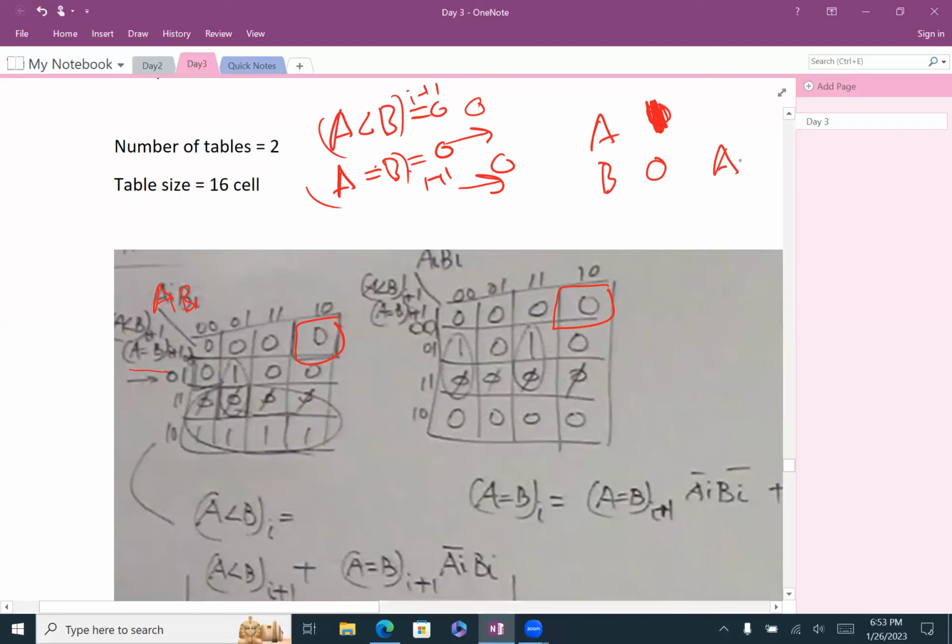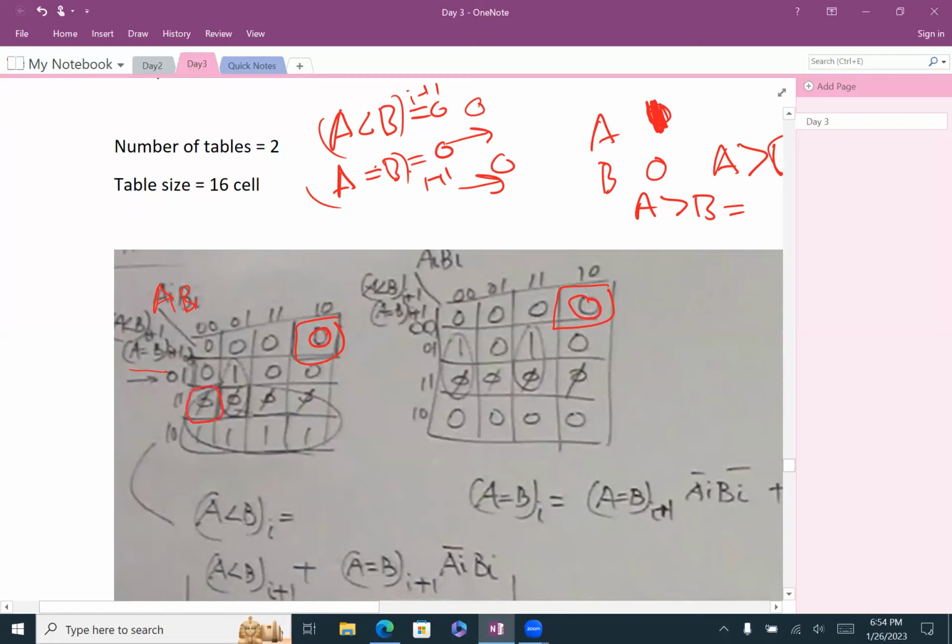A greater than B. And what will this equation be? What will the result be? Remember, our outputs are either A smaller than B or A equal B. 0, 0. Correct. So what will I have here? I will have 0, and you'll have 0. Perfect.